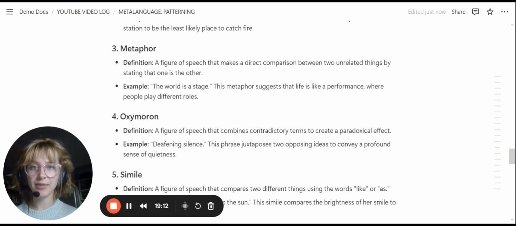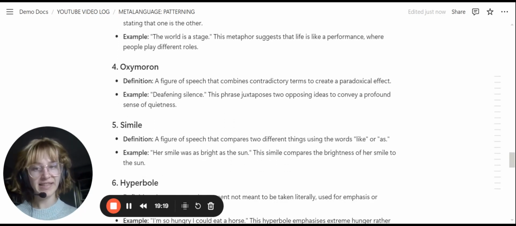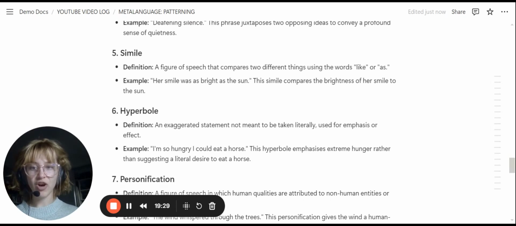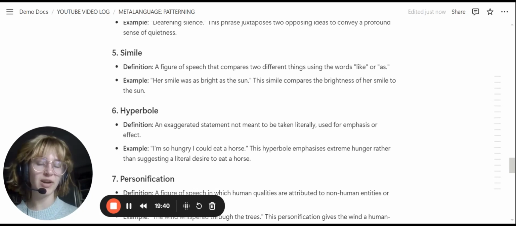Metaphor, so direct comparison without using like or as, so the world is a stage is a good example. And then oxymoron, so basically we're juxtaposing two opposing ideas, so deafening silence or cold fire or something like that. Then we've got simile, so it's metaphor, but it does use like or as, so we're comparing things, but it's not as aggressive as a metaphor is. So her smile was as bright as the sun is a simile.